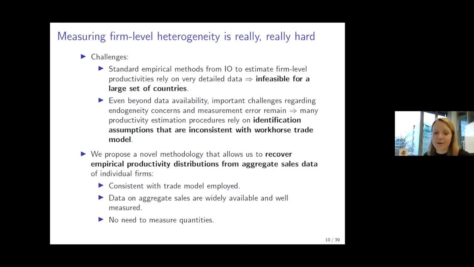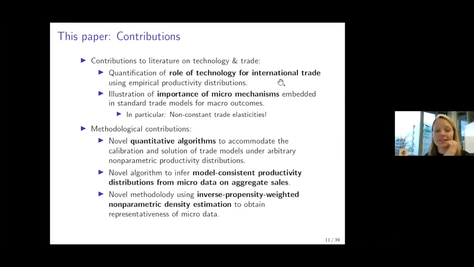And the nice thing about it is, first of all, it's fully consistent with the trade model employed. Secondly, data on aggregate sales are widely available and also well measured. And relatedly, we do not need to measure quantities, which is typically needed in the standard empirical methods from IO to estimate firm level productivities, and hard to get for individual firms. Now, with this, we are finally ready to present this paper.